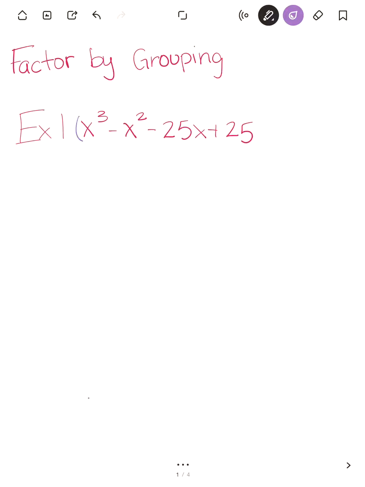I group the first 2 terms together. I group the second 2 terms together. From here, I look for what's in common. If I look at my first group, x cubed minus x squared, I have an x squared in common, so I'm going to factor that out. So I have my GCF of x squared, and then what do I have left? X cubed divided by x squared is just x. Negative x squared divided by x squared is a negative 1.